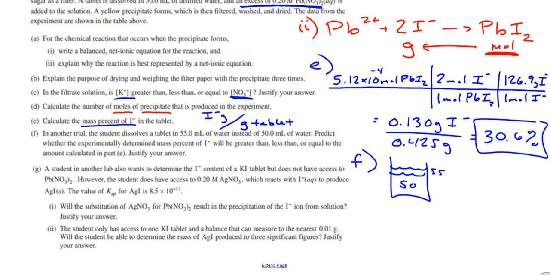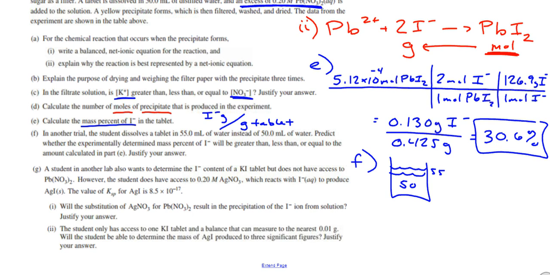Pb2+ was added in excess, so we determine that essentially no I- remains in solution. Additionally, water is removed by filtration and drying, leaving the same mass of the dry precipitate. The key part is that all the I- was already precipitated in the first place, so adding more water doesn't matter. It was still going to precipitate because the other stuff was in excess, and we're drying it out. I'm not going to write the whole thing.